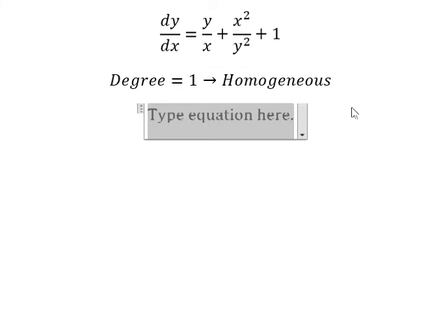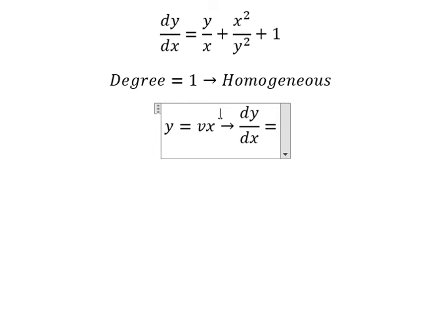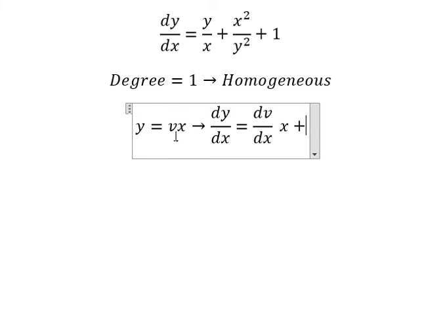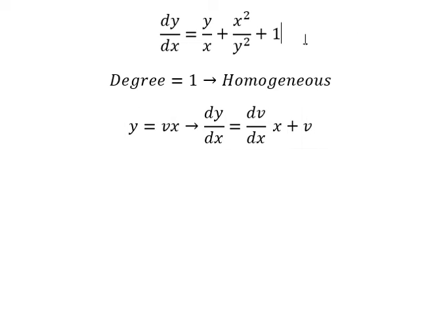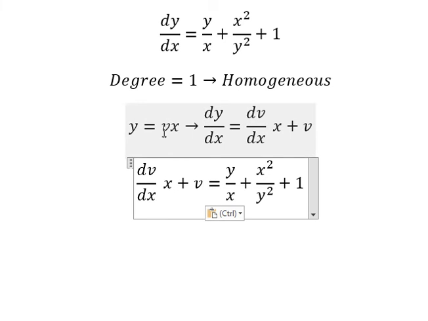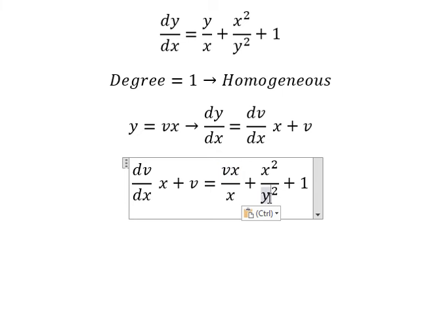So I will put y equal to vx. So if I do the first derivative for both sides, we have dy over dx. First derivative of v, we get dv over dx multiplied by x. Next, I will do the first derivative of x, so you get v. So this one we will change by this one. Y equal to vx, we change by this one in here and here.